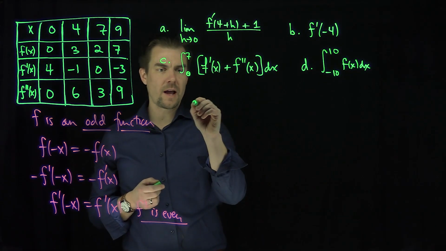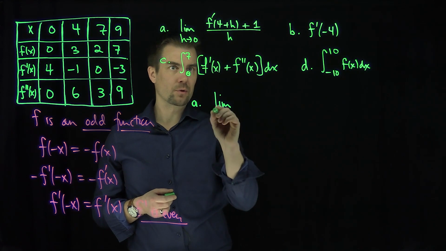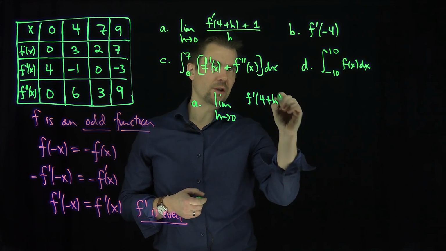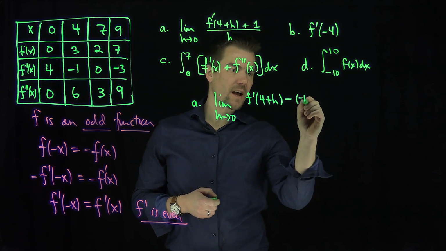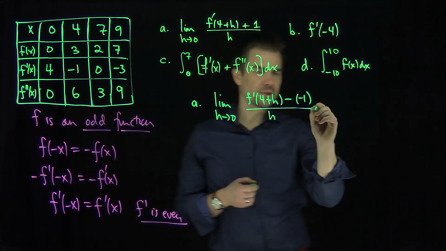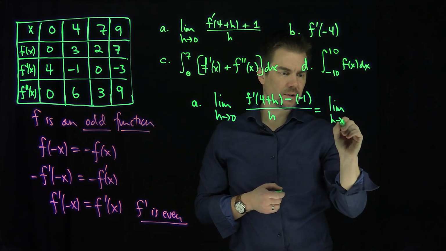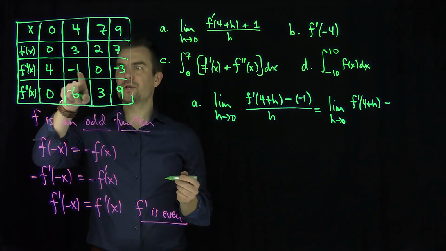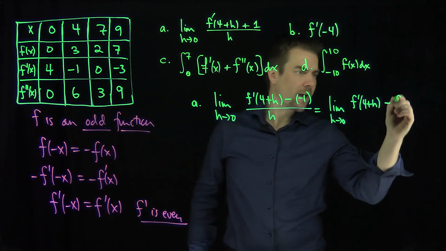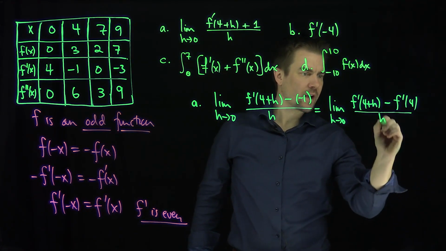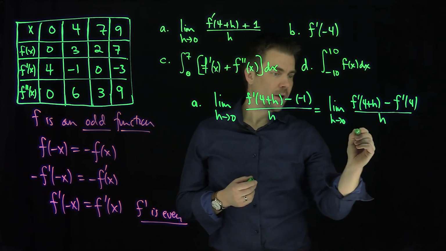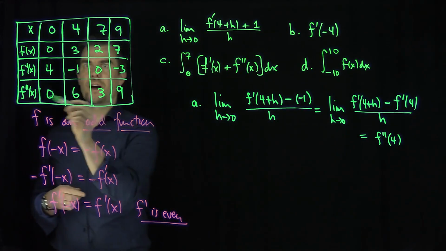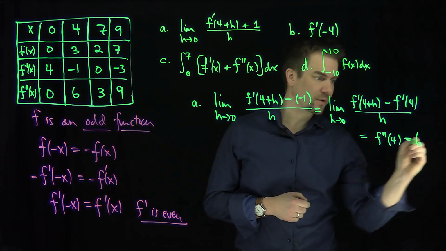Let's do the first one over here. For part A, the limit that we're trying to compute as h goes to 0 is really f prime of 4 plus h, and then this plus 1 I'm going to write as negative 1, over h, which is the same thing as the limit as h goes to 0 of f prime of 4 plus h minus negative 1, which from this chart over here is f prime of 4, over h, and this is the difference quotient for f prime. So this is equal to f double prime of what value? The value 4. Let's look at our chart now. f double prime of 4 is equal to 6. So this value is equal to 6 for part A.